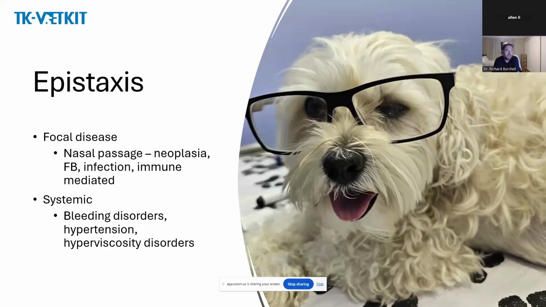Another way of looking at it is that you can have focal or systemic diseases. So your focal diseases would be cancer of the nasal passage or a foreign body or infection, and systemic causes would be things like bleeding disorders, hypertension, or hyperviscosity syndrome.